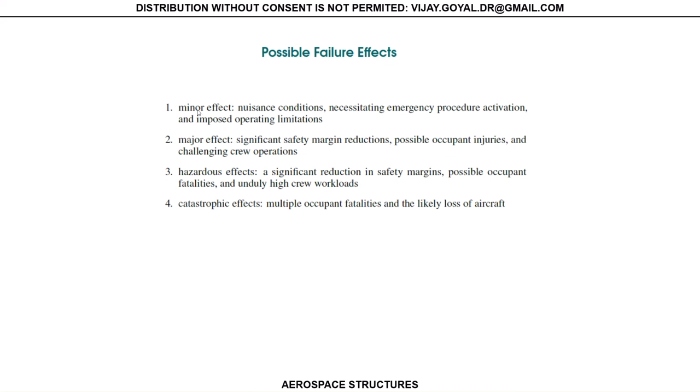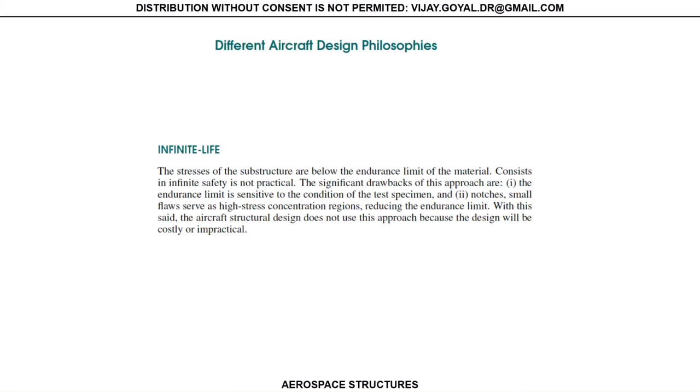Basically, there are possible cases of failure. These are when they're minor effects. The major effects are what we really get freaked out about. Then there are the hazardous effects, and then you get catastrophic effects. These are when you lose your aircraft and there are casualties. Take a couple of design philosophies. The first is infinite life. When you design a structure, as you can imagine, you might say this plane is going to last forever. You don't want that at all. You don't want a plane to last forever.